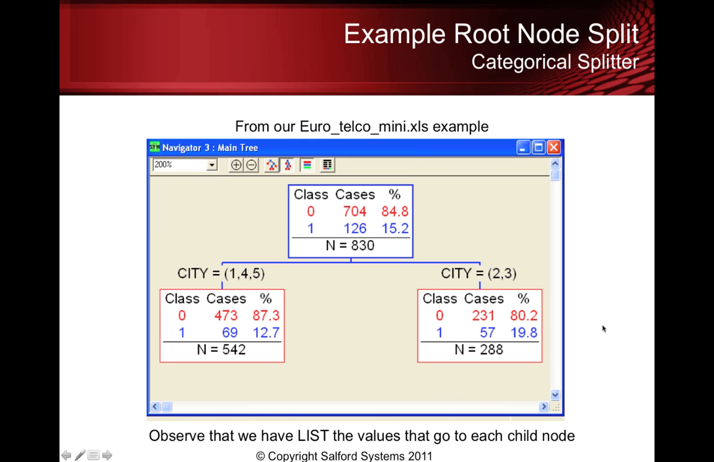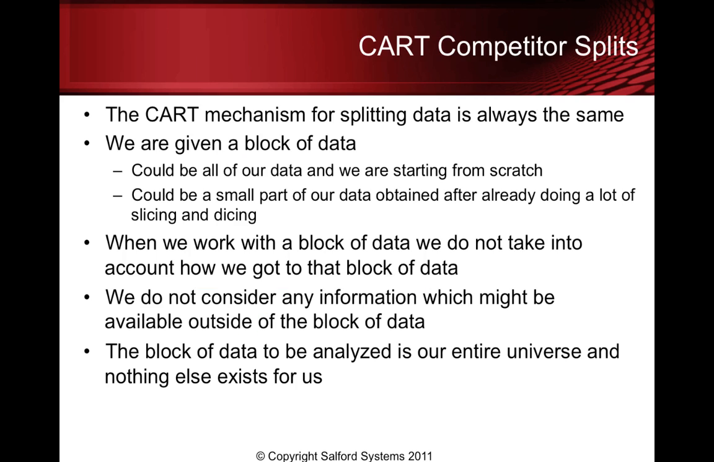Again, a screenshot of the same thing. So the CART mechanism for splitting data is always the same. We're given a block of data. This could be all of our data, and we're starting from scratch. Could be a small part of our data obtained after already doing a lot of slicing and dicing. This would be slicing and dicing done by CART.